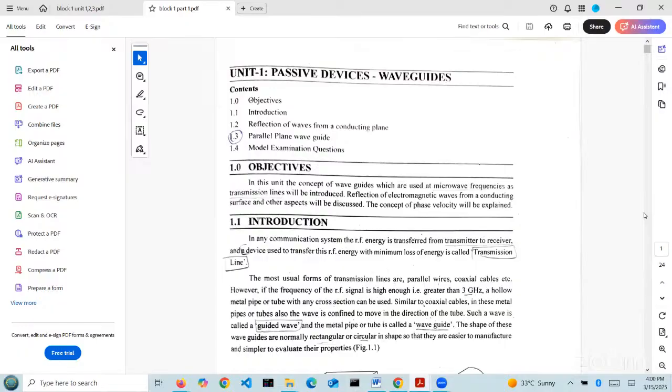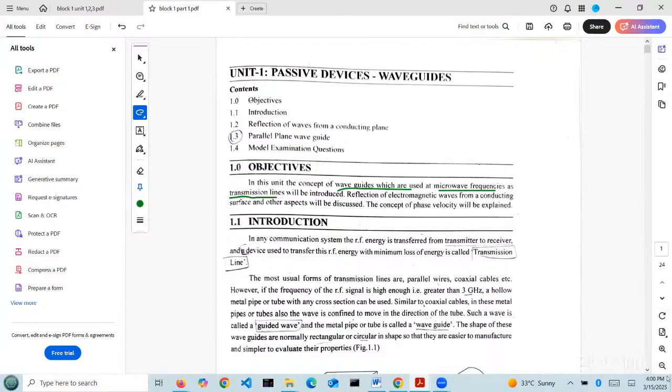So in the introduction, what is covered? First, we will see the objective of this one. The concept of waveguides is used at microwave frequencies. For which purpose are we using it? We are using this for transmission of signals.